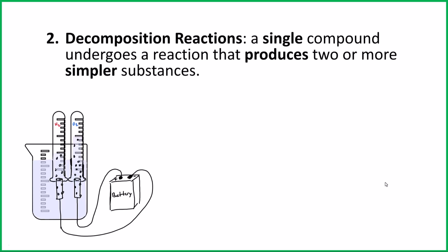Decomposition reactions occur when a single compound undergoes a reaction that produces 2 or more simpler substances. So think of this as the opposite of a synthesis reaction. We start with a reactant compound, AB, and it divides into 2 separate compounds. It may not be 2 separate elements, but 2 separate substances here from one.